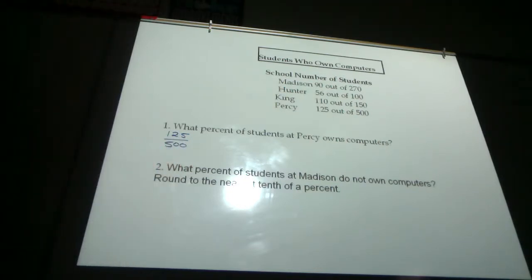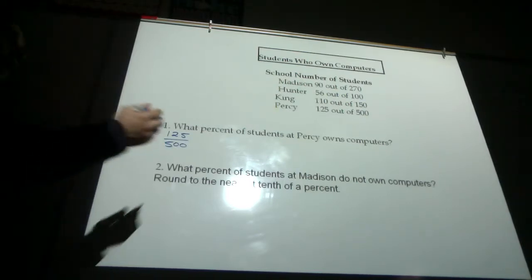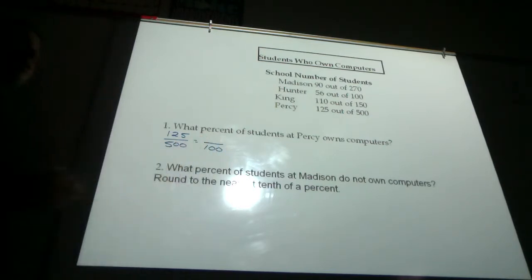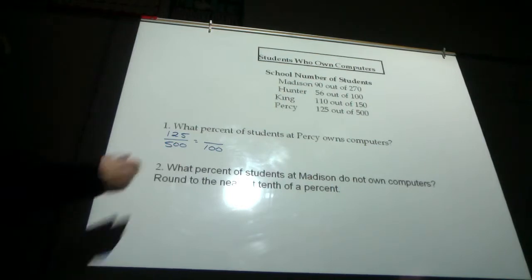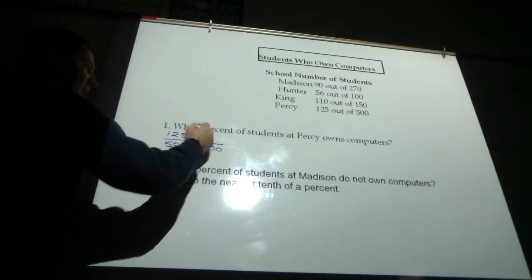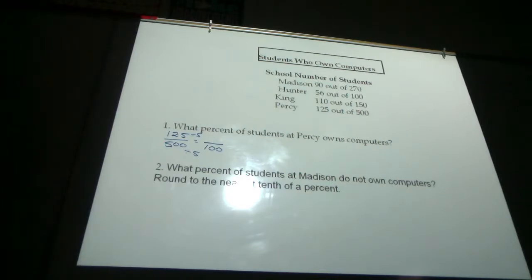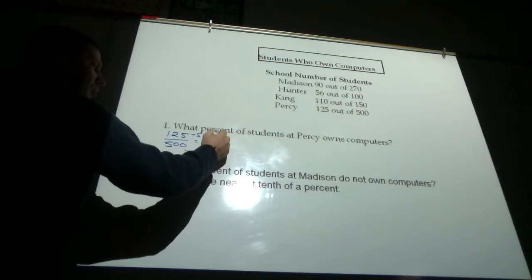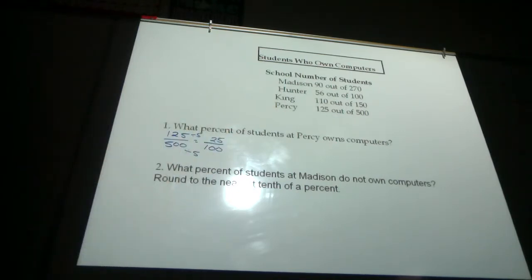Now, if I want to use a ratio, which I certainly can, I can use two equivalent ratios and make this out of 100. Because percent means per 100. So that means that I would just divide this by 5 and do the same thing at the top, divide that by 5. And it ends up being 25 out of 100. What percent is that?